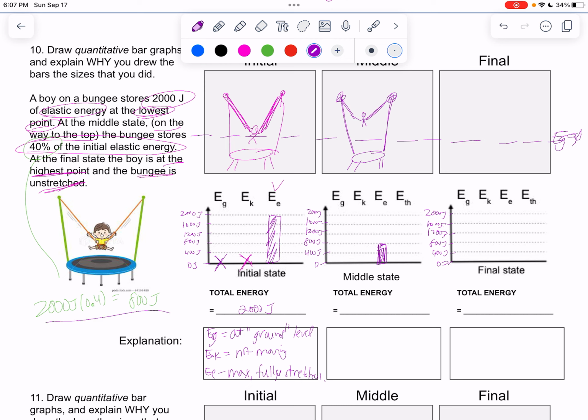Is he above the ground now? Yep. Is he moving? Yep. Okay, so I don't know. Let's see. Maybe let's make 600.